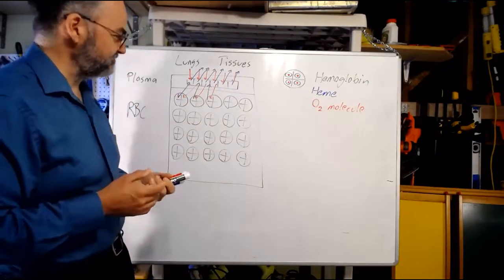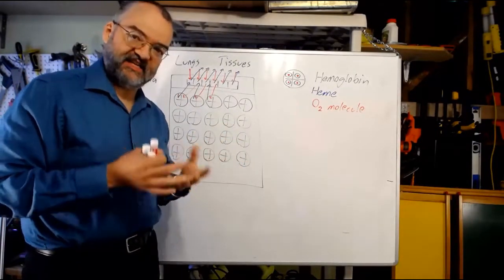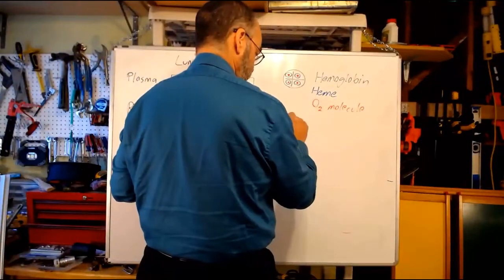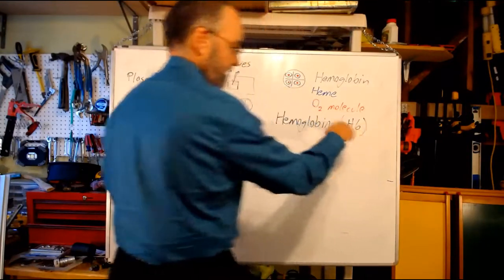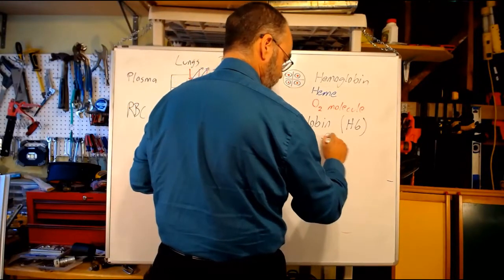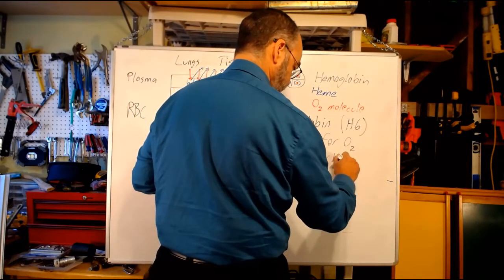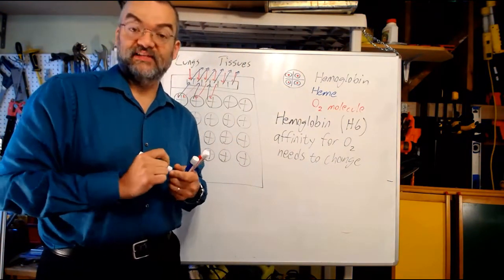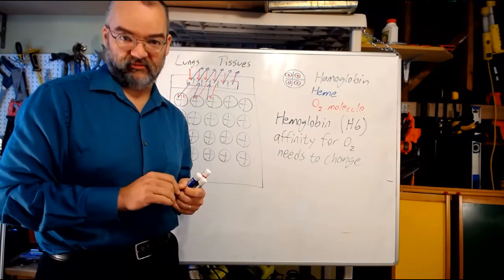So we have this interesting problem here. We want hemoglobin to change its eagerness to bind oxygen, what we would call its affinity. So hemoglobin, which I will usually abbreviate as Hb, hemoglobin's affinity for oxygen needs to change so that in the lungs it can bind the oxygen, and in the tissues it can release the oxygen. Now, how we do that is kind of an interesting trick. So that's a part of what we're going to be talking about right now.